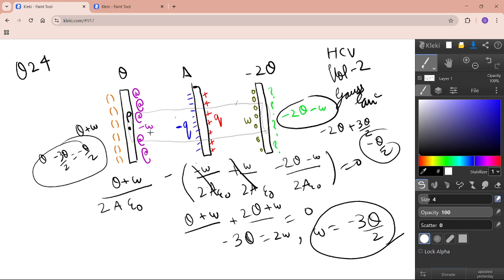This is 3q by 2. This is minus 3q by 2. And so on. So both outermost surfaces get equal charges. The outermost surfaces got equal charges. So that's how we get the answer, and that's how you can get the answer to other questions.